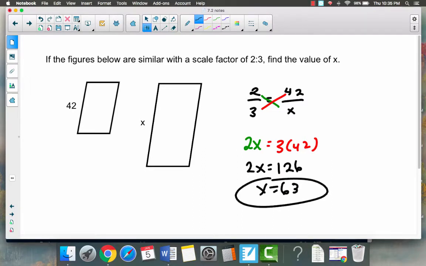So that would be the side length of this particular shape. And of course, if you wanted to double check, you could say 42 over 63, does that reduce down to 2/3? And you could always check that, and in this case it does, so you would know that x is the correct number in this case.